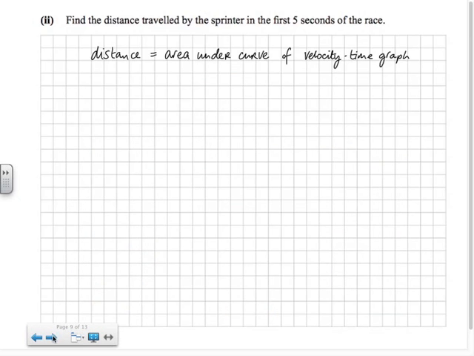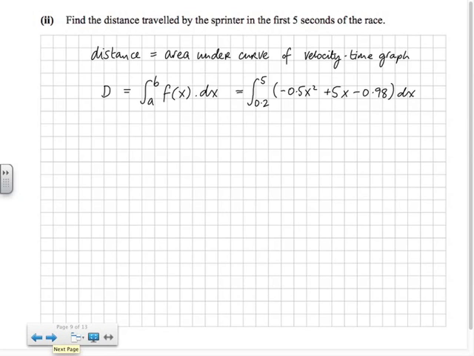There's the limits. So we're going to integrate this function because the area under the curve between the limits b and a is the integral of f of x dx. So our limits are 5 and 0.2. Our function is the function given in the first part. Just writing it out here. And we're going to integrate that.